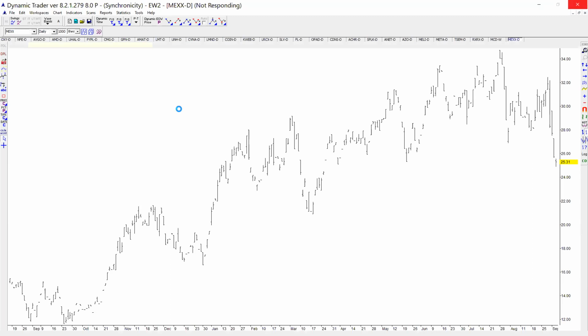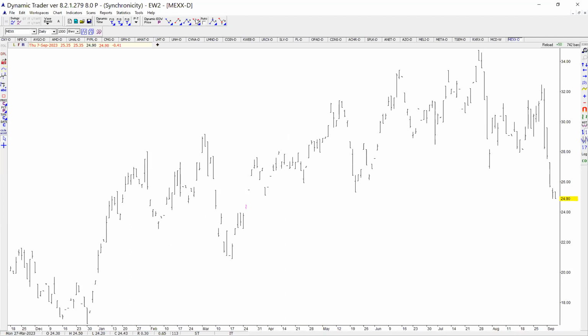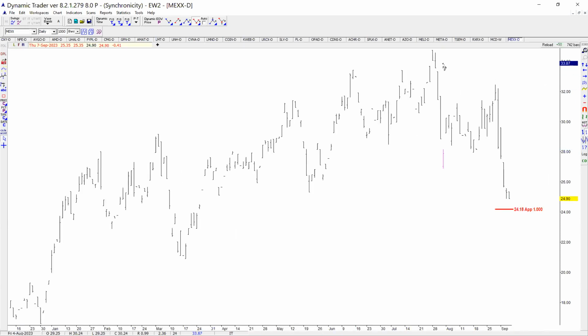But I can see some symmetry here. So assuming that the highs and lows are correct, I could give you a quick symmetrical setup here on MEXX. Happy to. So the first thing, and y'all, I do this very quickly. So I'm going to actually look at symmetry from the more recent high.